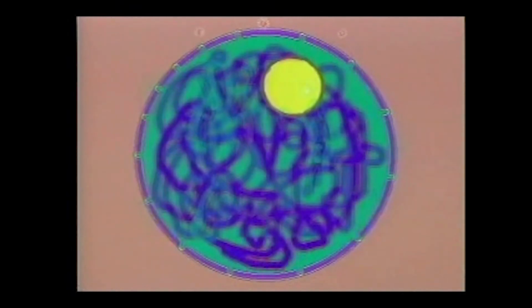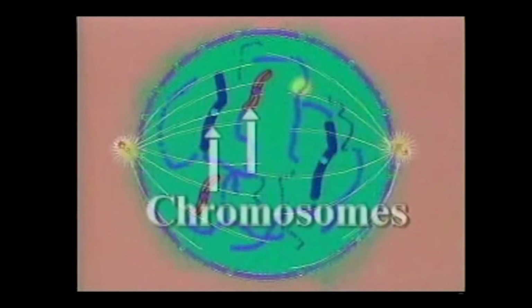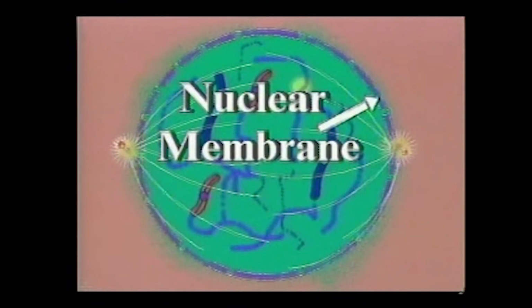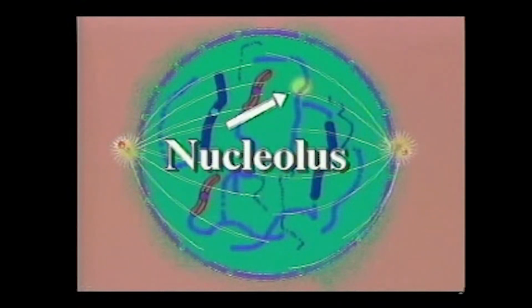The earliest sign that a cell is leaving interphase and entering the first stage of mitosis, called prophase, is that the chromatin begins to form itself into the definite shapes of separate chromosomes. At the same time, the nuclear membrane that separates the nucleus from the cytoplasm begins to be absorbed into the cell. As these things happen, the tiny nucleolus found in the nucleus also disappears.